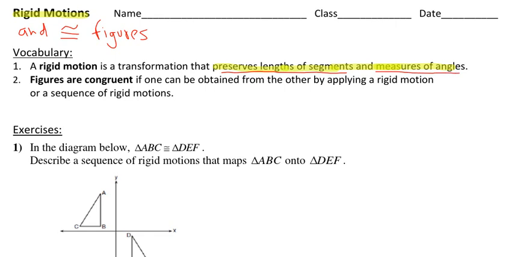And then we're going to look at this new definition, which is the definition of what congruent figures are. And figures are congruent if one can be obtained from the other by applying a rigid motion or a sequence of rigid motions. So figures are congruent only if they come from another figure through a rigid motion or a sequence of rigid motions. So with that in mind, we're going to go to exercise number 1.